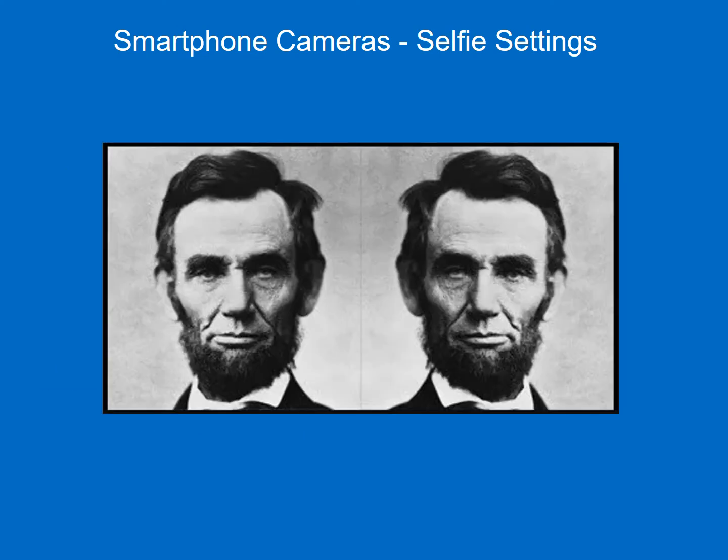Now, to show you the impact of this, here are two images of Abraham Lincoln. One is the straight-on image that you and I would see if we looked at him. The other one is the image that Abe sees when he looks in the mirror. Can you tell which one's which?